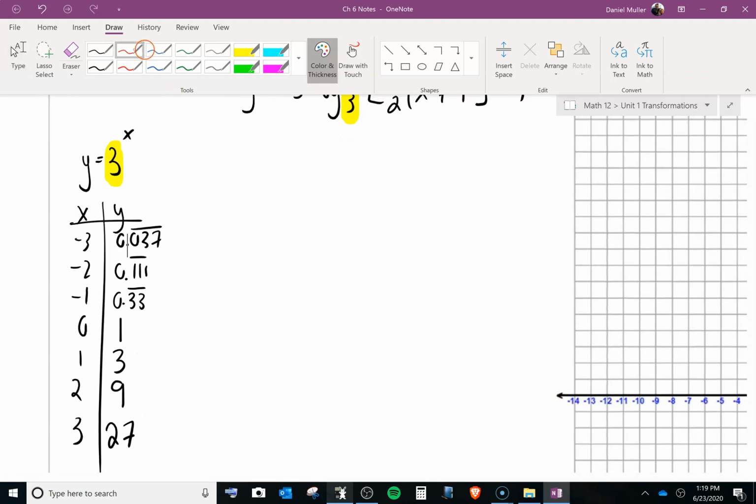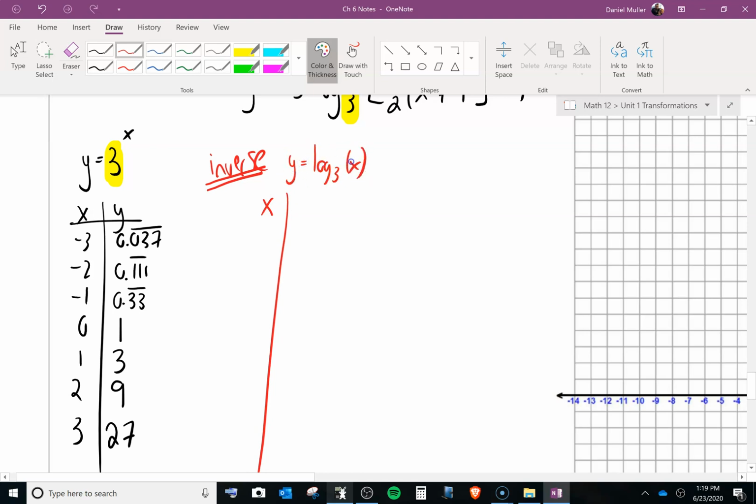So that's helpful only because it allows us to take the inverse. If we do the inverse, then what we're actually graphing or finding is log base 3 of x, which is good. That's what we want. We want a log base 3. So I can put the -3, -2, -1, 0, 1, 2, 3 onto that side, and then the 27, 9, 3, 1, 0.3 repeated, 0.1 repeated, 0.037 repeated. So I've inverted it.